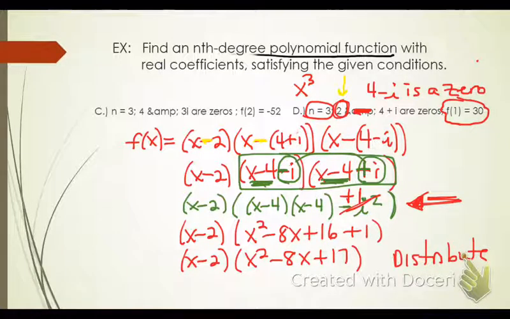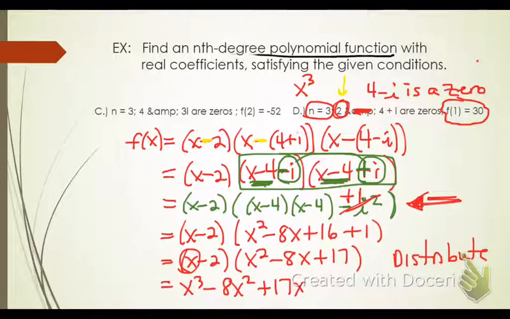So I'm going to distribute my x to all the terms, and I get x cubed minus 8x squared plus 17x. Now I have to distribute my -2, which would give me -2x squared plus 16x minus 34. And I'm running out of room, so I'm going to go up here to the top.